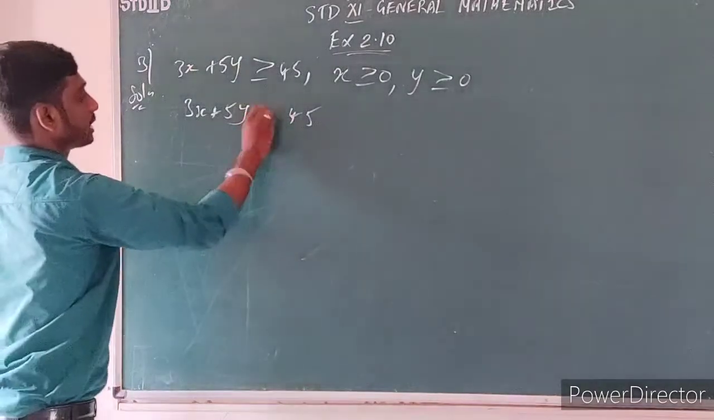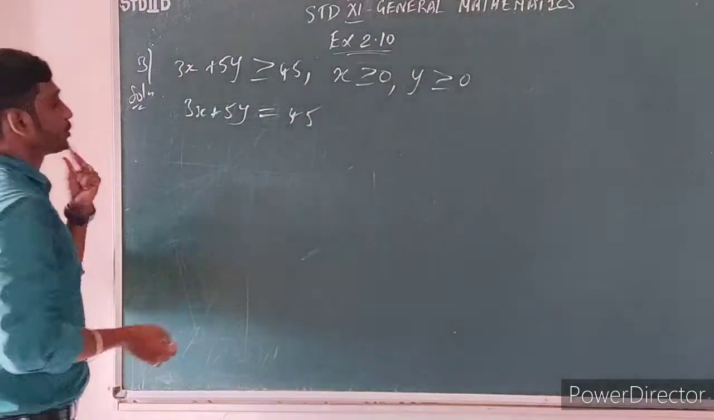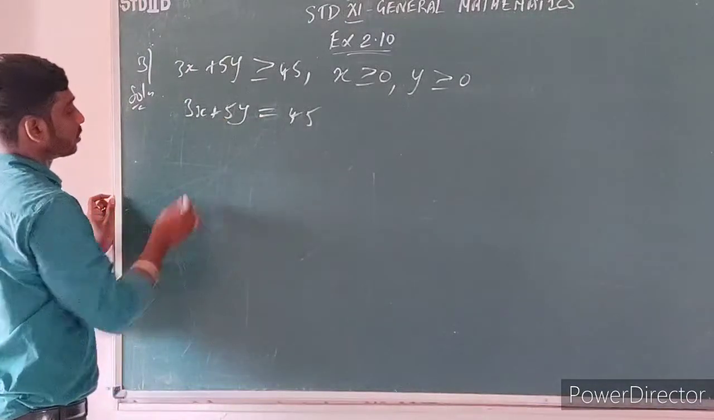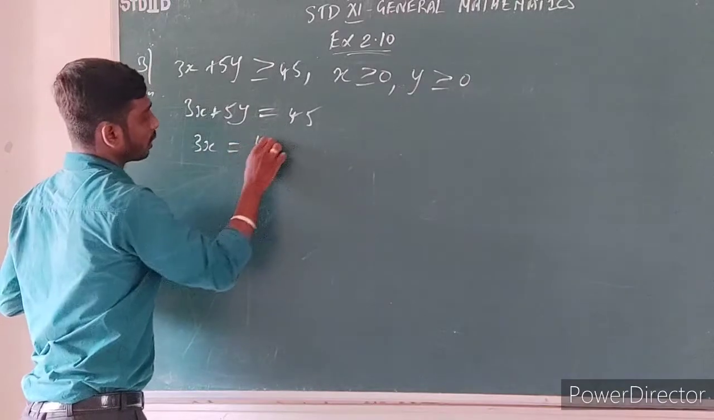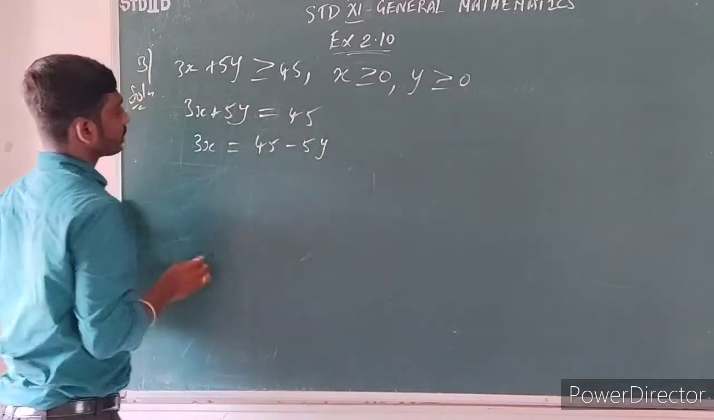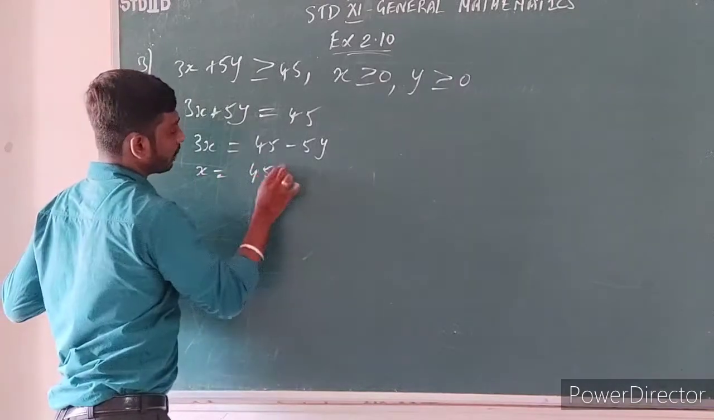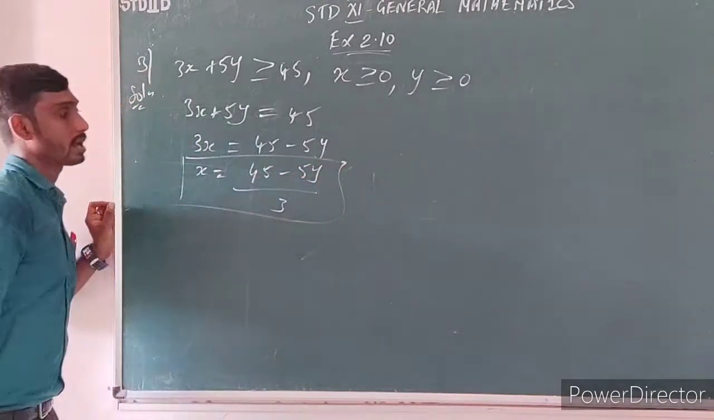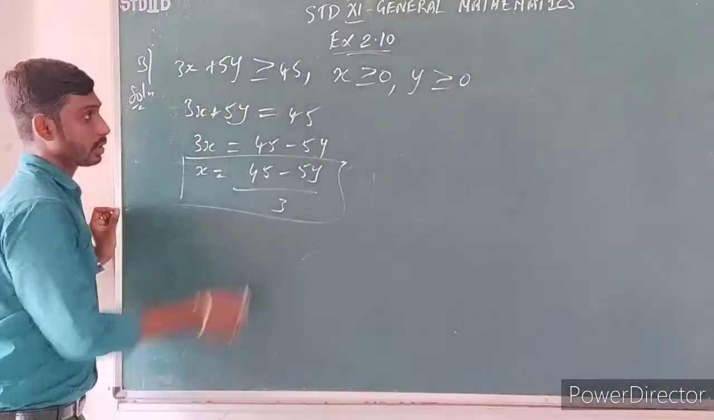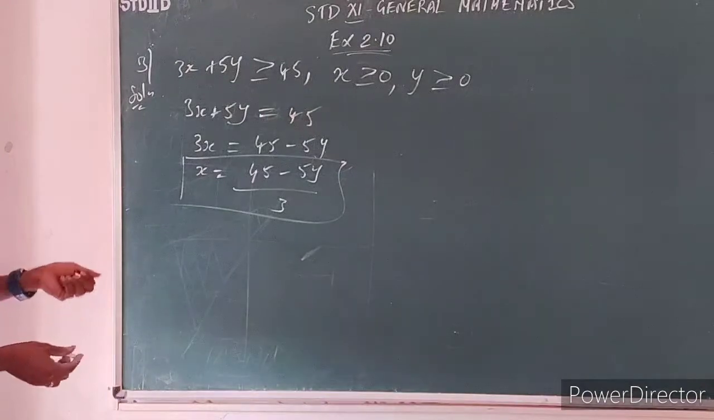The inequality is replaced with equal to, then you have to change like this. Now I am going to substitute this one. So 3x equal to 45 minus 5y. Then x equal to 45 minus 5y divided by 3. What is given here? x greater than or equal to 0, then y also 0. Now I am going to substitute this one.